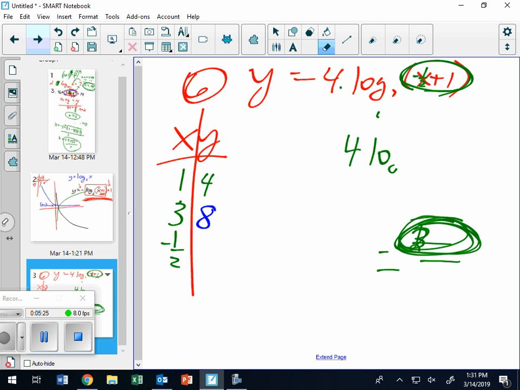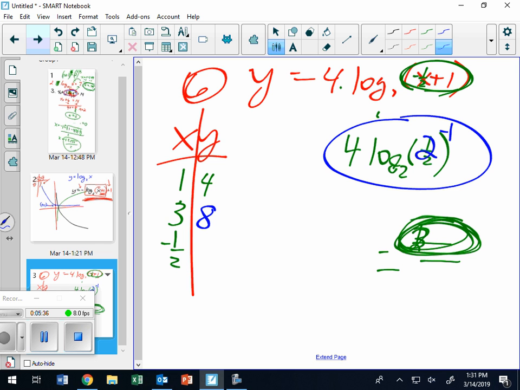If you put in a negative 1/2, this becomes 4 log base 2 of 1/2. And, sorry, log base 2 of 1/2, and that's the same as 2 to the negative 1. And so that's negative 4. 1/2 comma negative 4 would have been a good point. And who's got one more? There's usually one more.